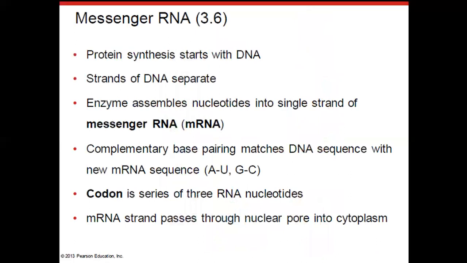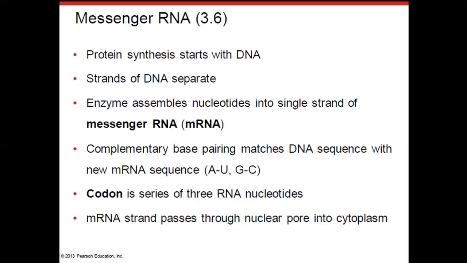And protein synthesis starts with DNA. So these strands of DNA separate. They get basically detached from one another, disassembled. And an enzyme basically assembles nucleotides into a single strand of what's called messenger RNA, or mRNA, by basically complementing the base pair from the DNA.